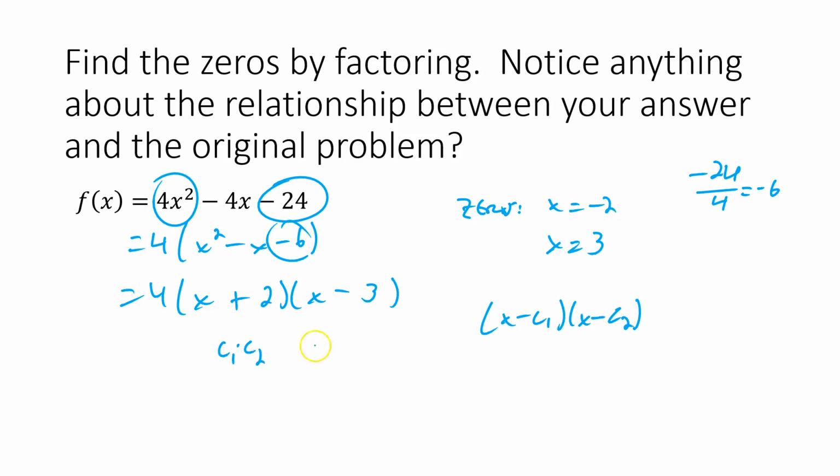So c1 times c2 is always going to be equal to that last term divided by the first term. In this case, it would either have to be 6 times 1, or 6 times -1, -6 times 1, could have been 2 times -3, or it could have been -3 times 2. Now notice there are not a lot of choices there, right? And this happens for anything.